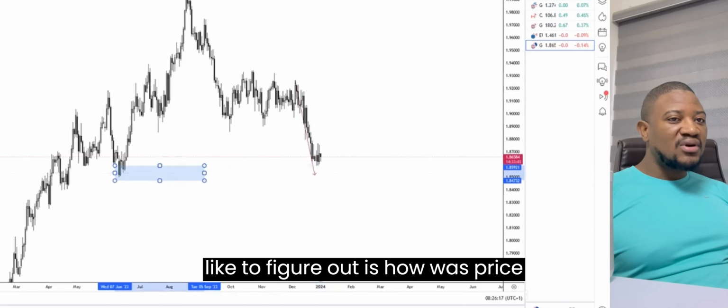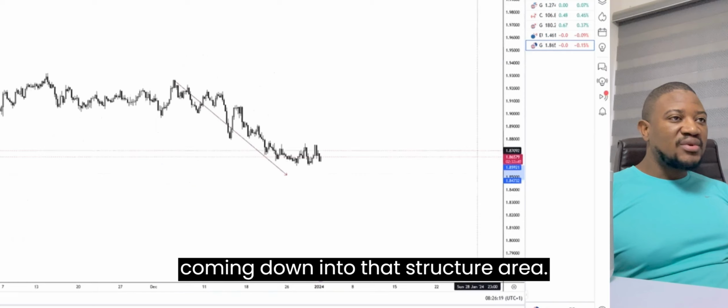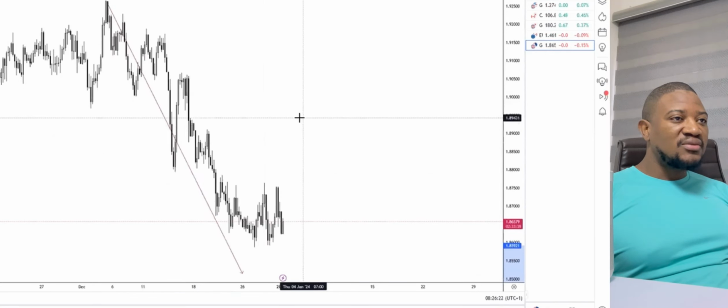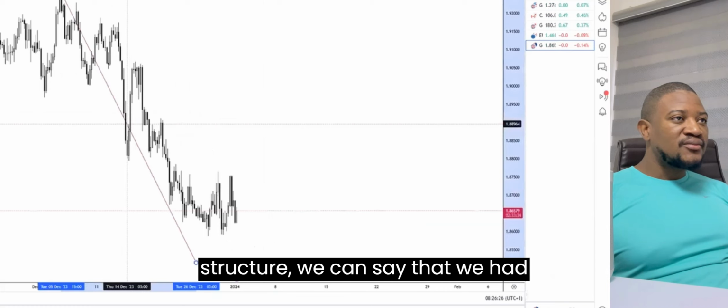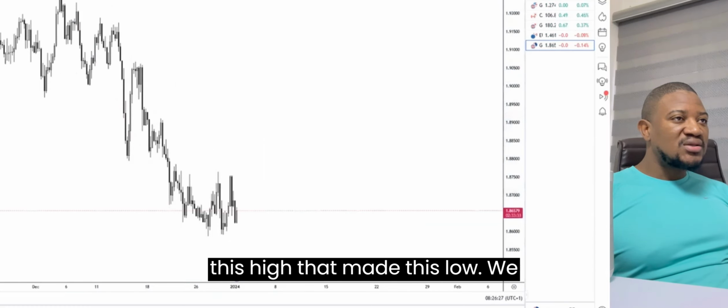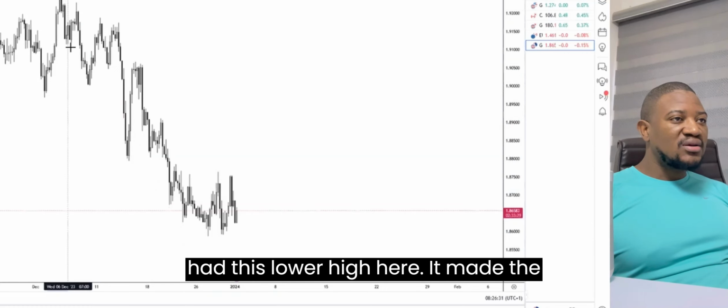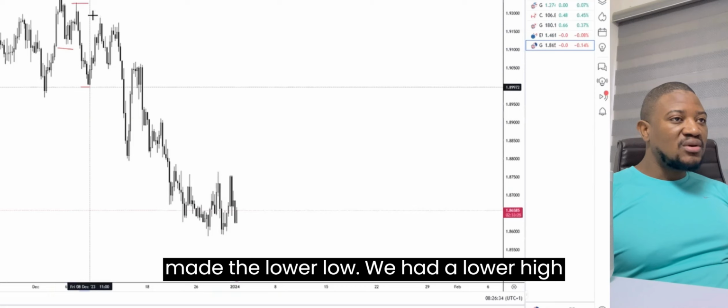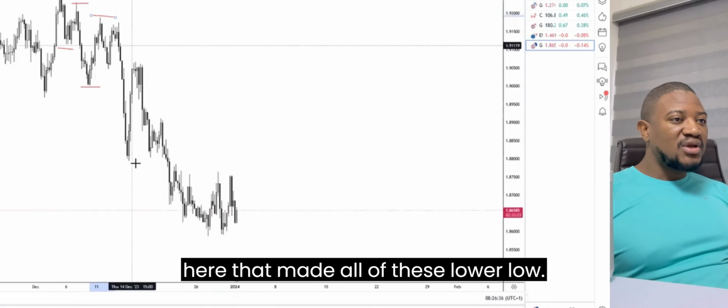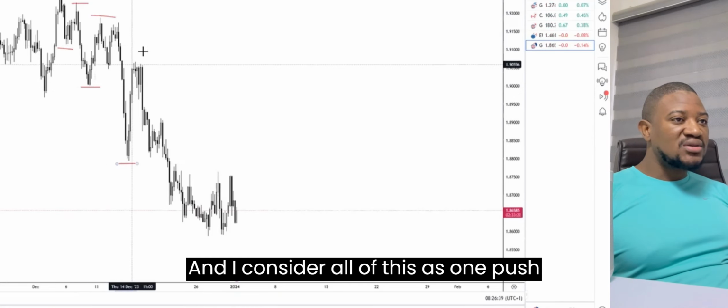What I like to figure out is, how was price coming down into that structure area. Now, taking this off and looking at structure, we can say that we had this high that made this low. We had this lower high here, it made a lower low. We had a lower high that made a lower low. We had a lower high here that made all of this lower low.